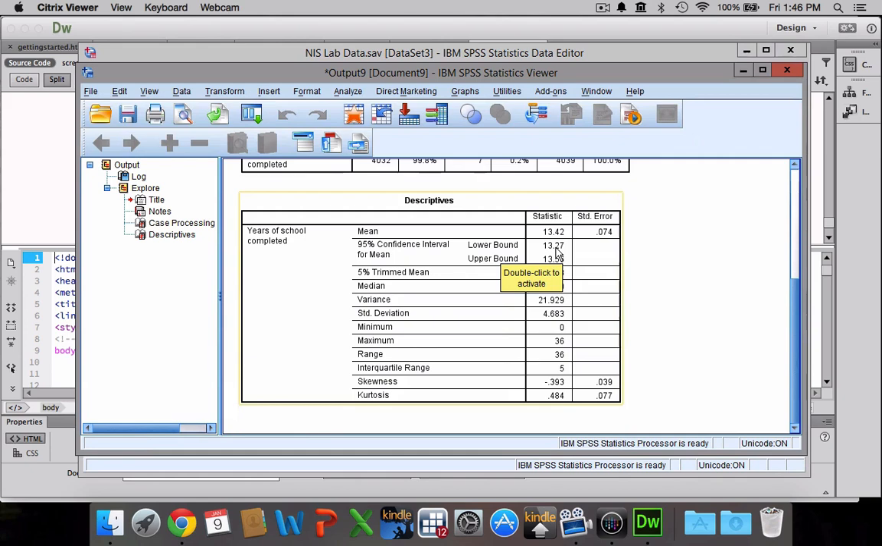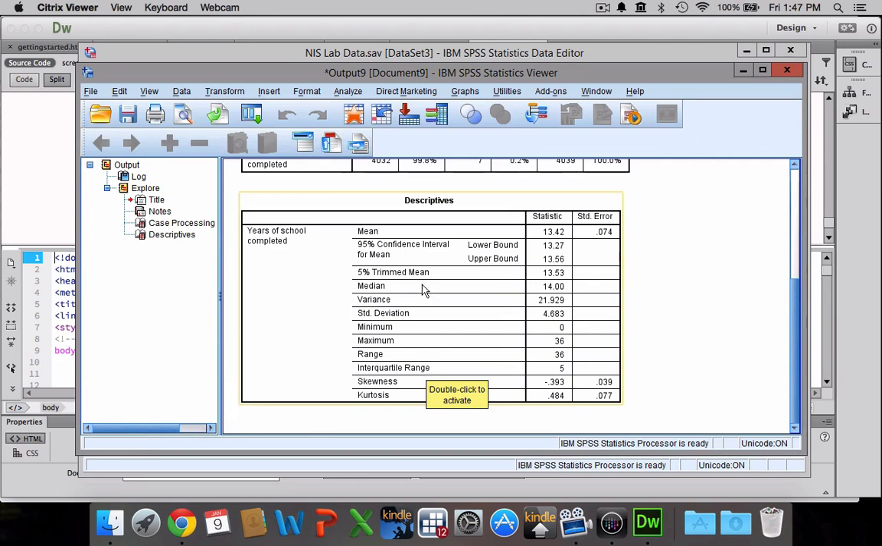If you look here, we have our lower bound and we have our upper bound. So we can essentially say that we're 95% sure that the true population mean for immigrants in the United States in terms of educational attainment falls somewhere between these two numbers here, 13.27 and 13.56. It's the exact same way you would interpret it had you done it by hand. This is just a lot faster, and it also gives you a bunch of other descriptive statistics.